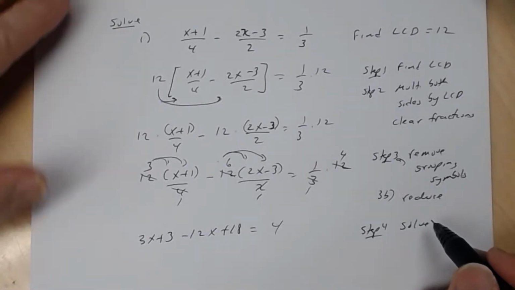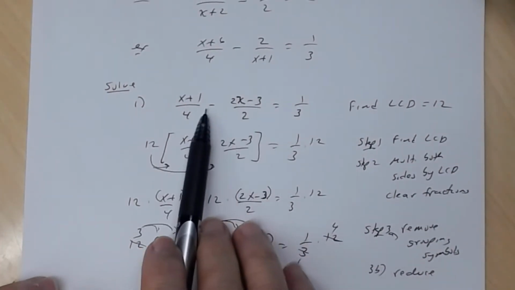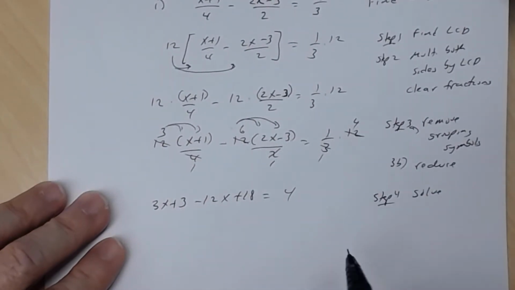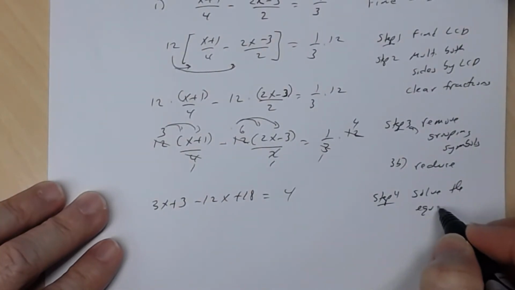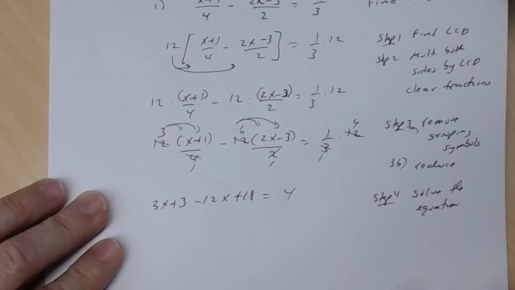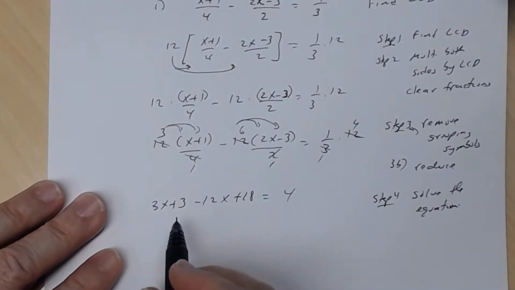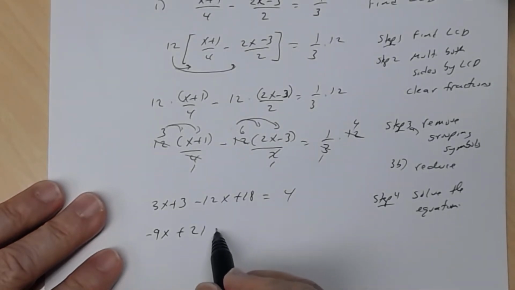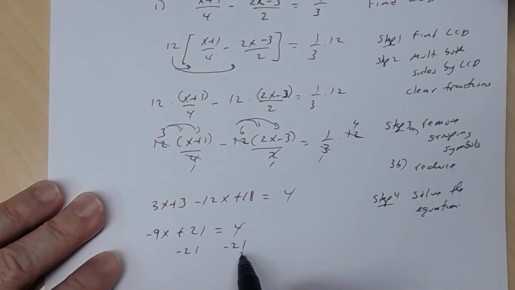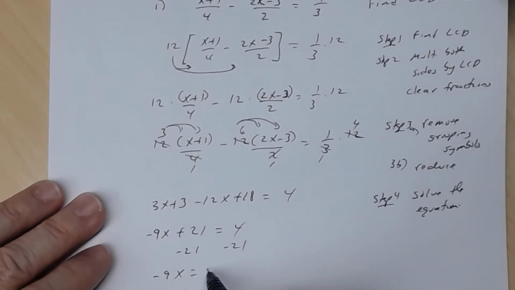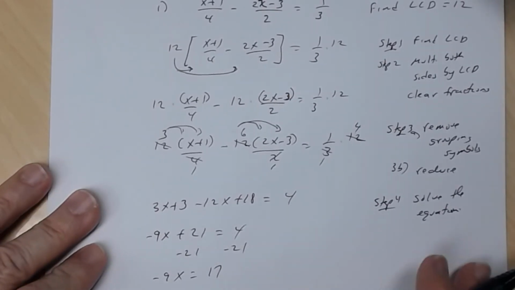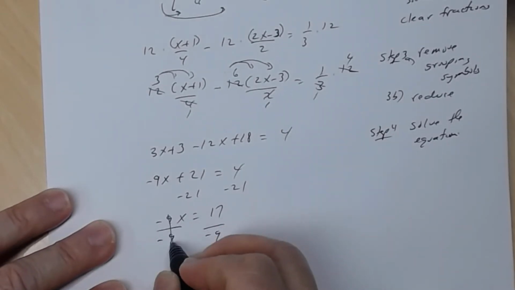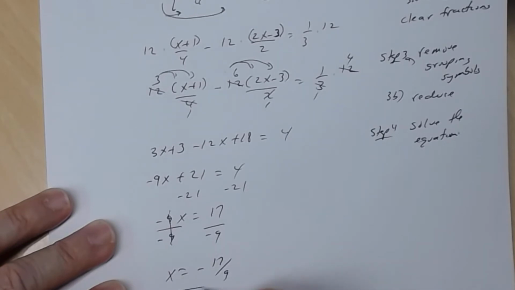So in all of these, we're going to end up with linear equations. Notice I went from an equation that had fractions to just a regular linear equation. So solve the resulting equation. Combining like terms, I get negative 9x plus 21 equal 4. Subtracting 21 from both sides, I get negative 9x equal negative 17. And then divide both sides by negative 9. I found the solution. So my solution is x equal negative 17/9.